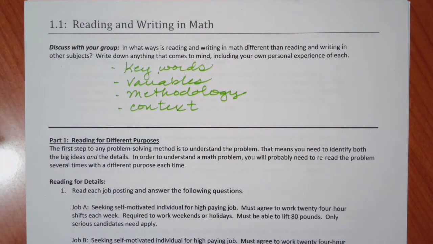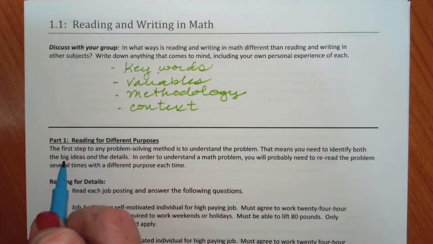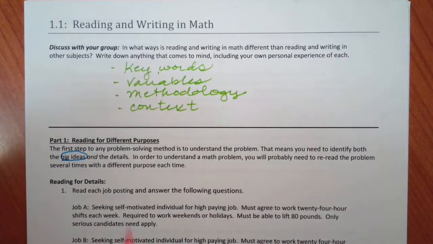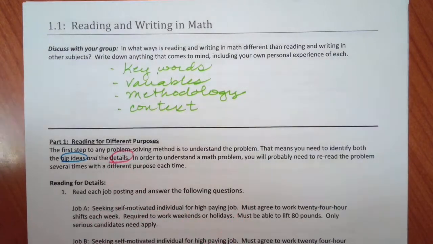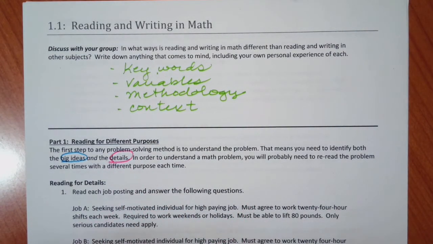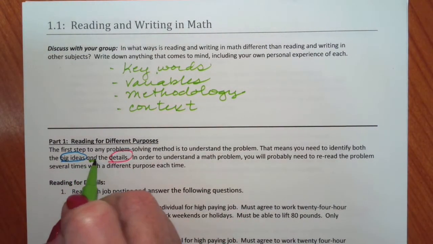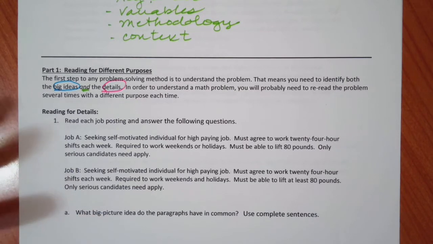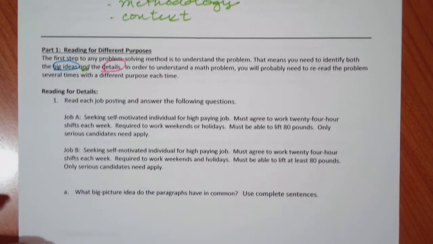When you're reading, you want to look at different purposes. You want to look for big ideas and details. Big ideas and details. You can't just stick on one. And one of the things that you want to look at is, as you're looking at the details, does it change the big idea? What difference does it make?